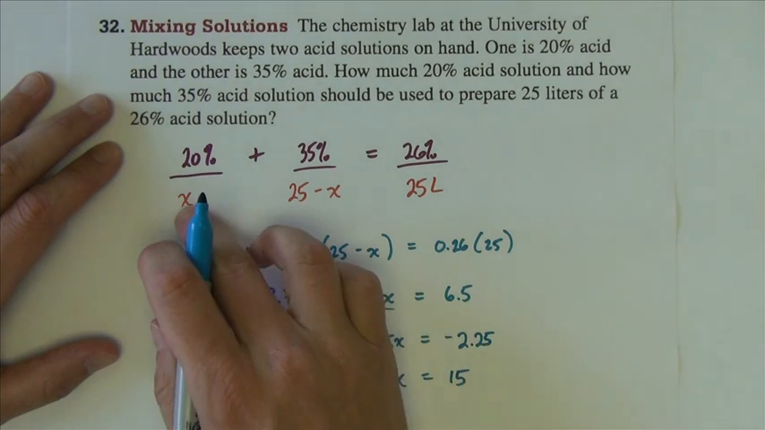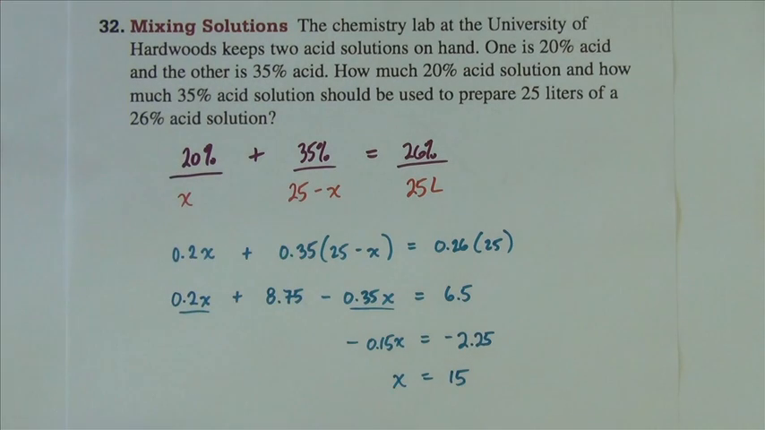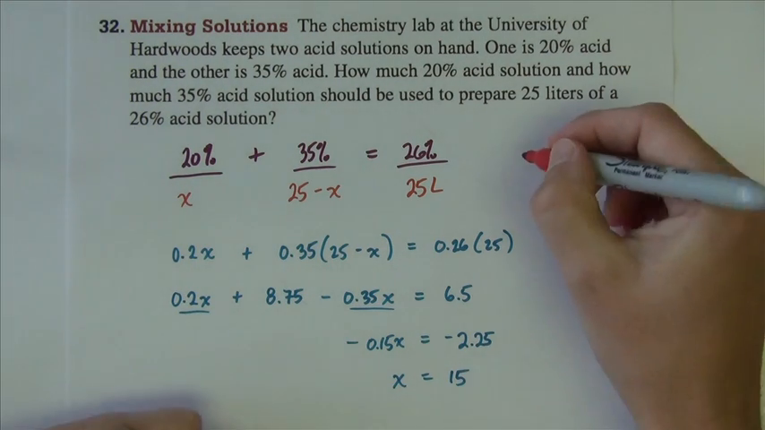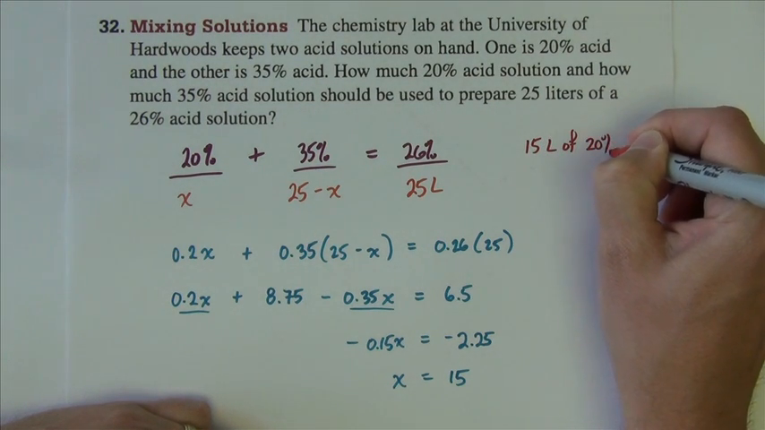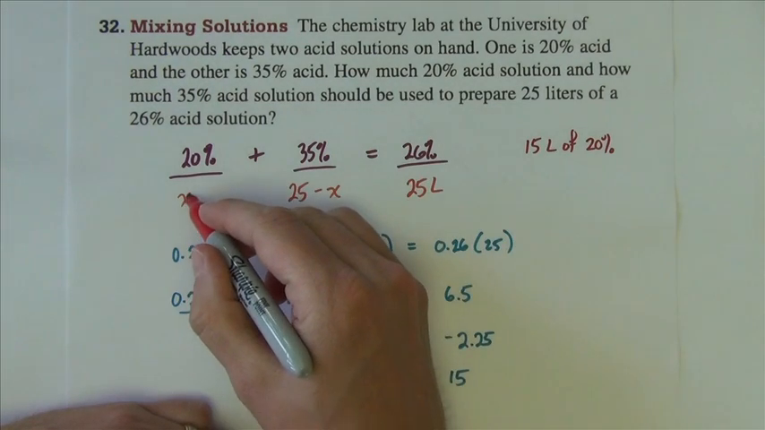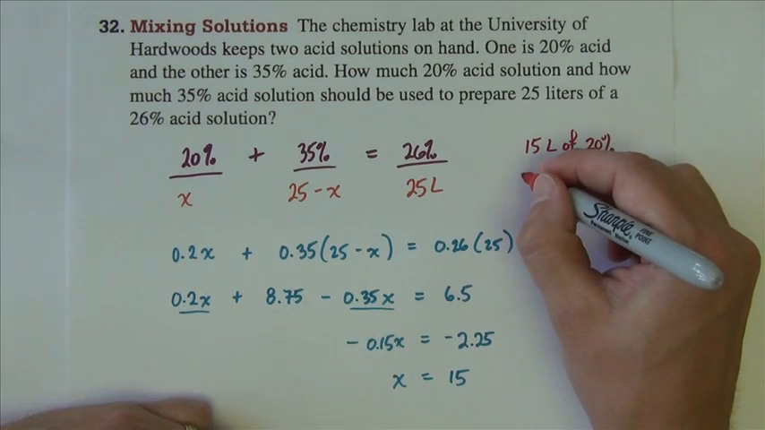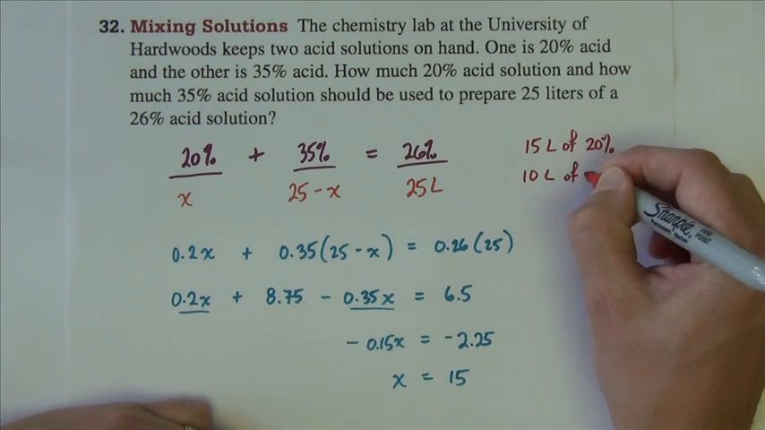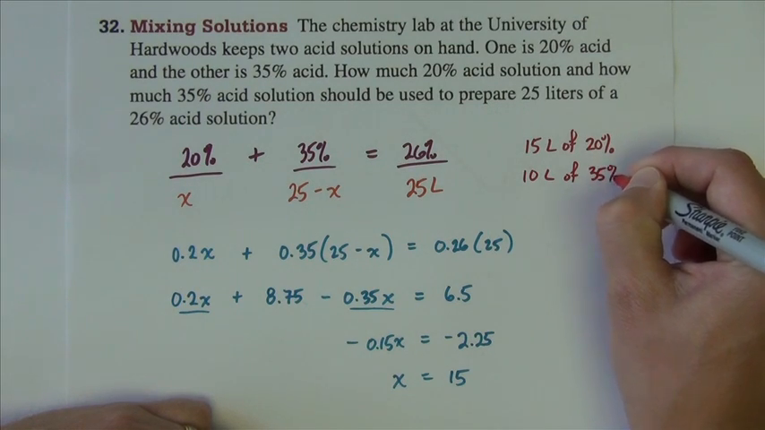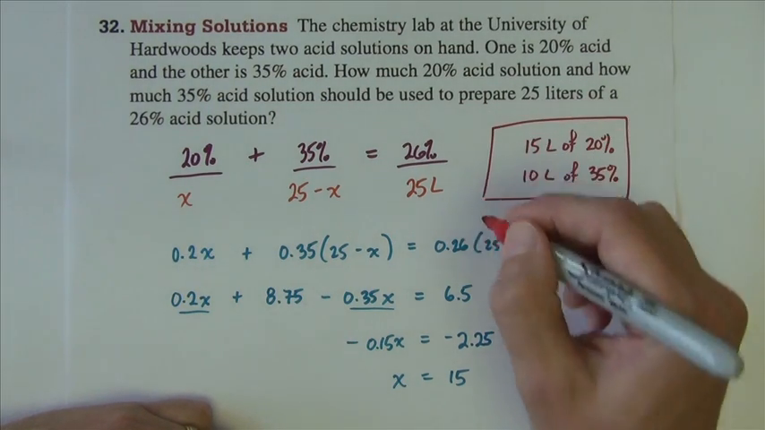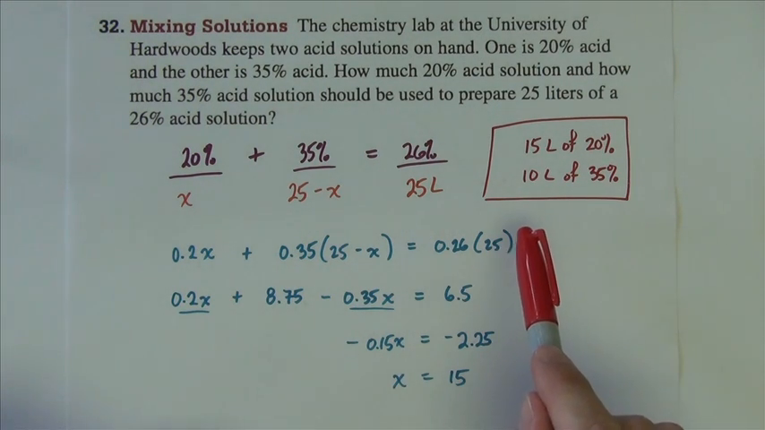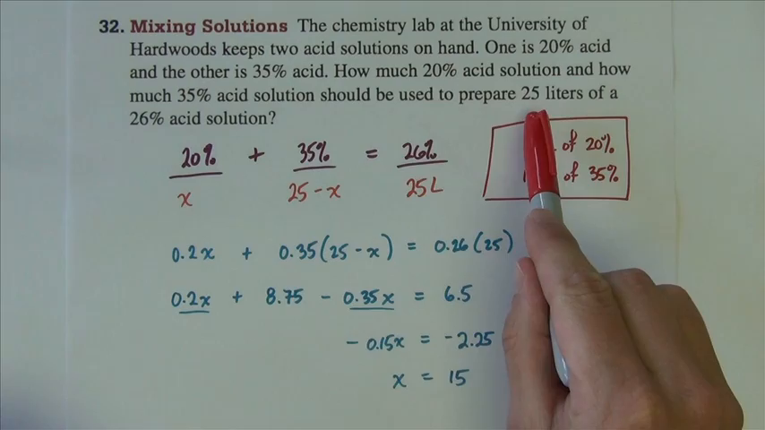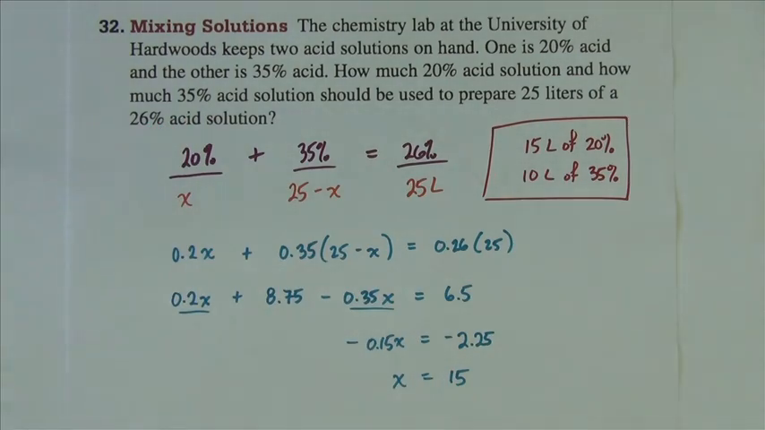X belongs here. So that tells me that I want 15 liters of the 20%. And if this is 15, then 25 minus 15 tells me I want 10 liters of the 35%. So if I mix those two solutions together with those quantities, I will have the 25 liters of 26% solution.